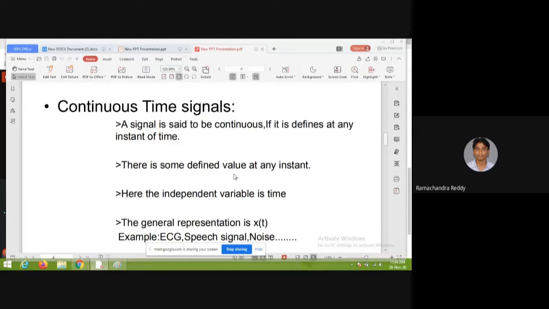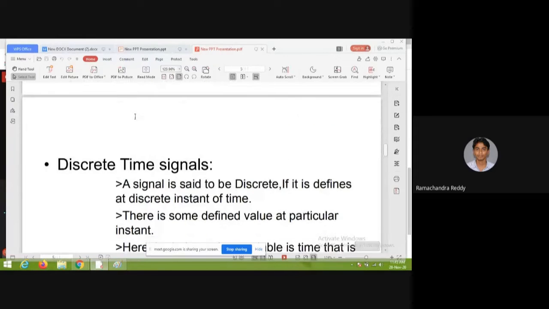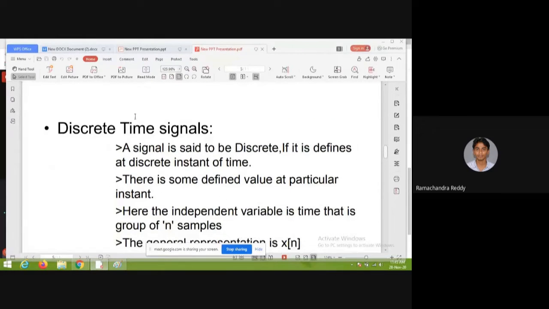Regarding a continuous time signal, it is defined at any instant of time. So there will be some defined amplitude at any instant of time. Here the independent variable time t varies from minus infinity to plus infinity. So a continuous time signal is defined at any instant of time, and there will be some defined value there. Okay. Another set of signals is discrete time signals.